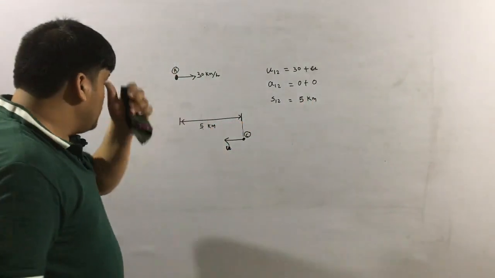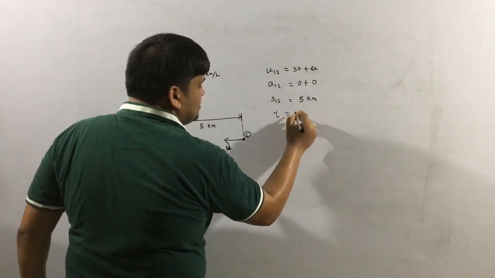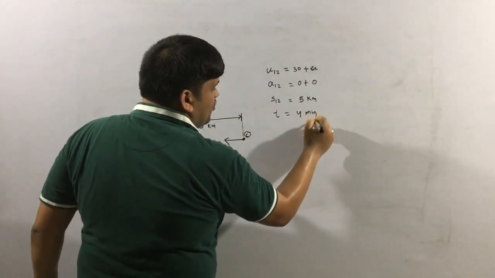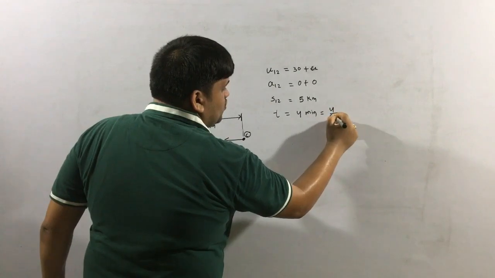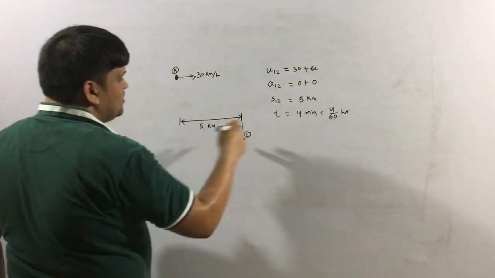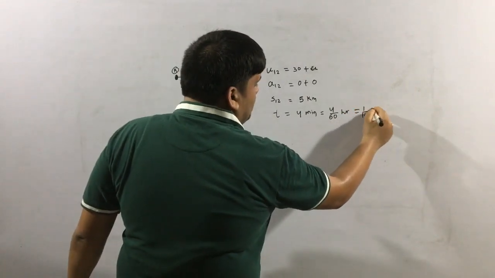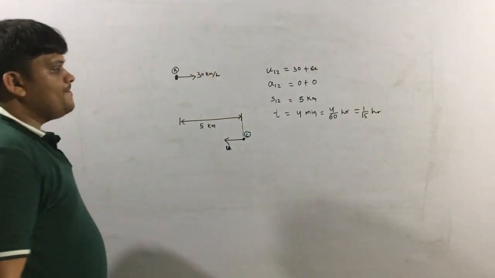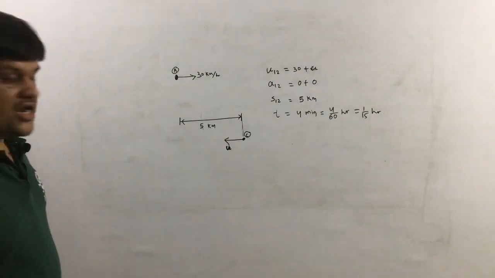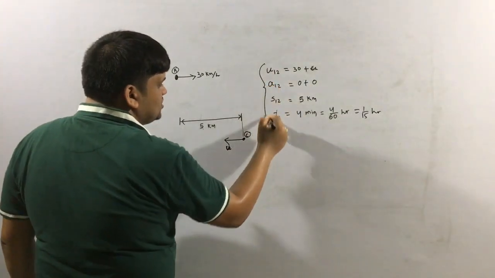Okay. Now one more thing is given, t is given as 4 minutes, or I can write it as 4 by 60 hour, because everything is given in kilometer per hour. So it will be 1 by 15 hour. What you have to find is u. Now just write an equation using this.